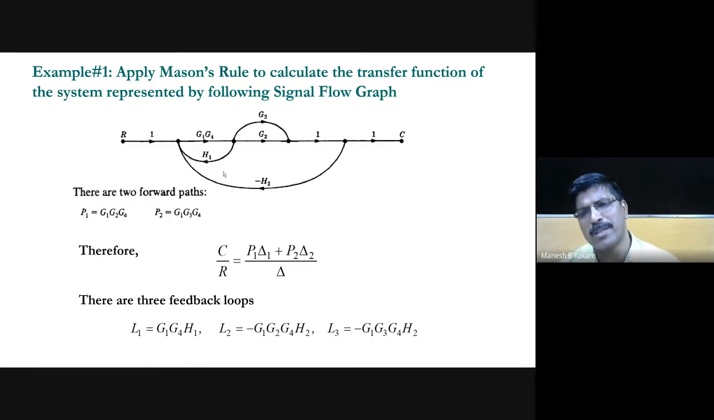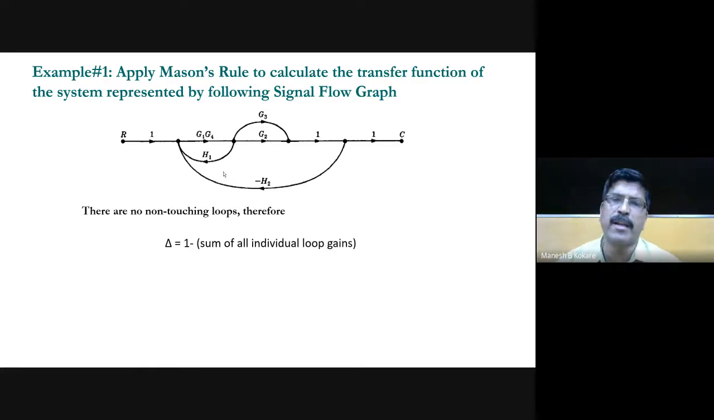So okay, if there is no two non-touching loops, there will not be any question of three non-touching loops and so on. So value of delta will be equal to what? Delta will be equal to 1 minus sum of all individual loop gains. Why have we terminated here? Because there are no combination of two non-touching loops.